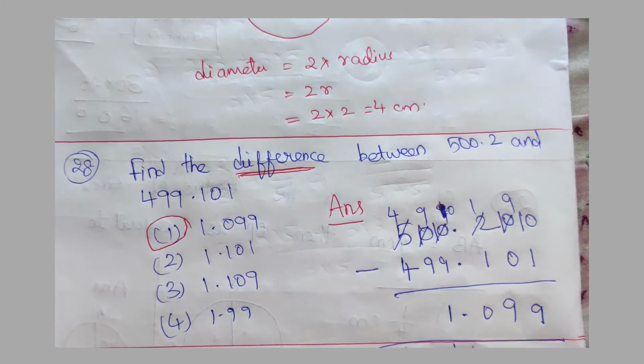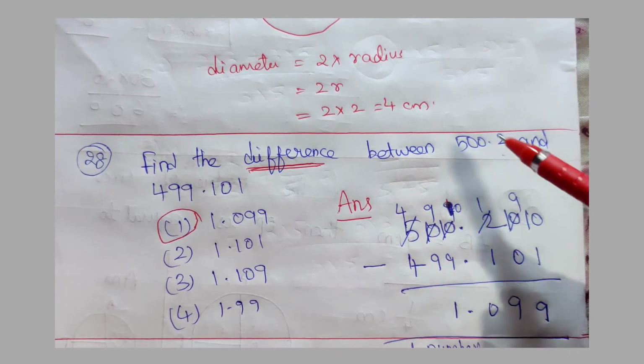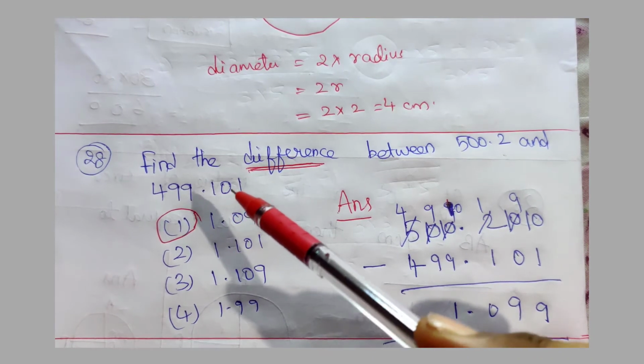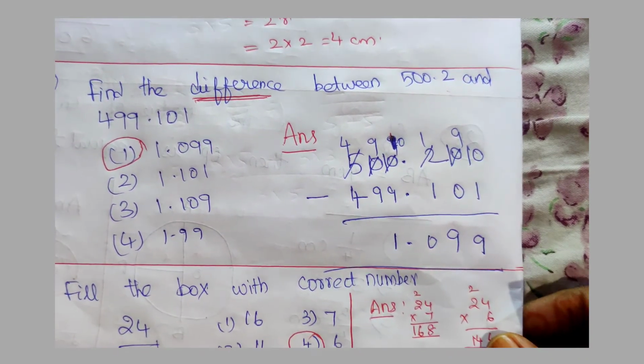Next is, find the difference between 500.2 and 499.101. So when you are writing it, write what?